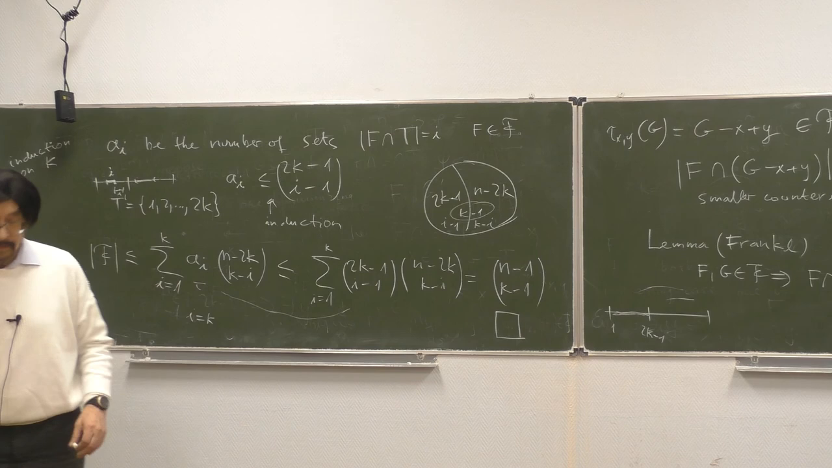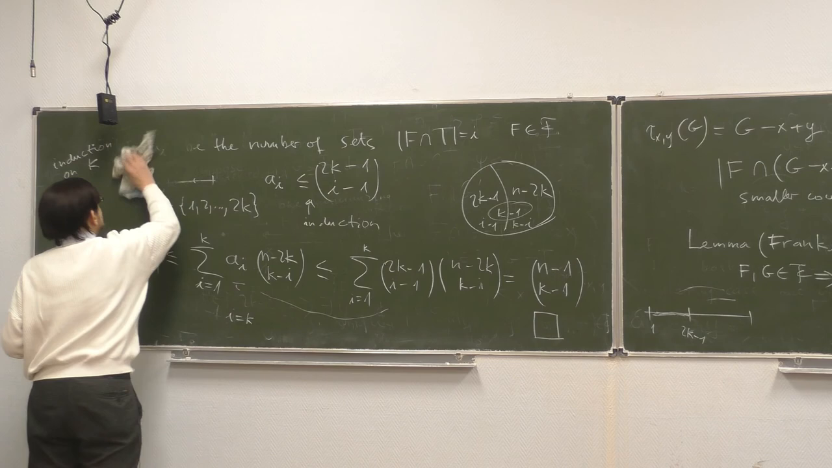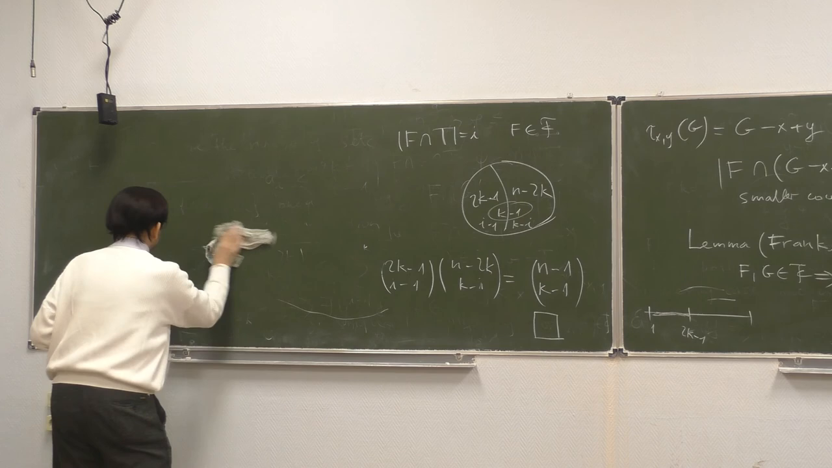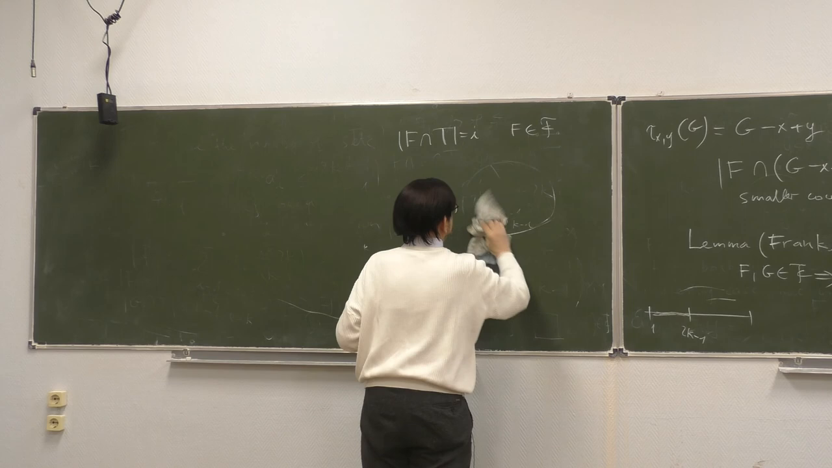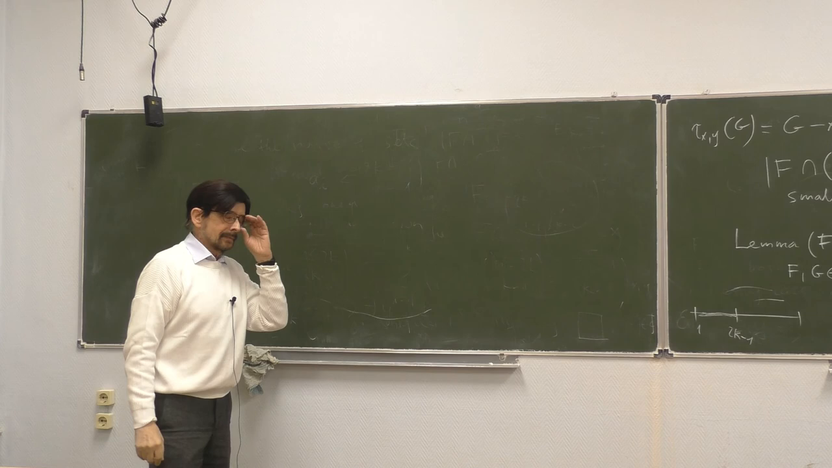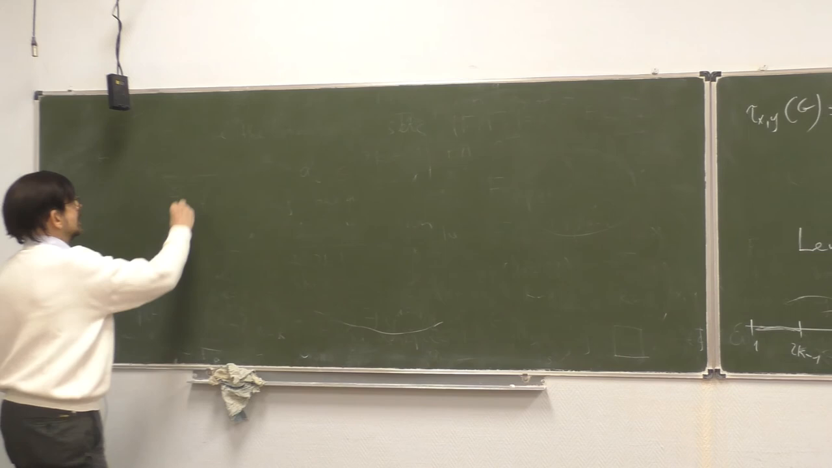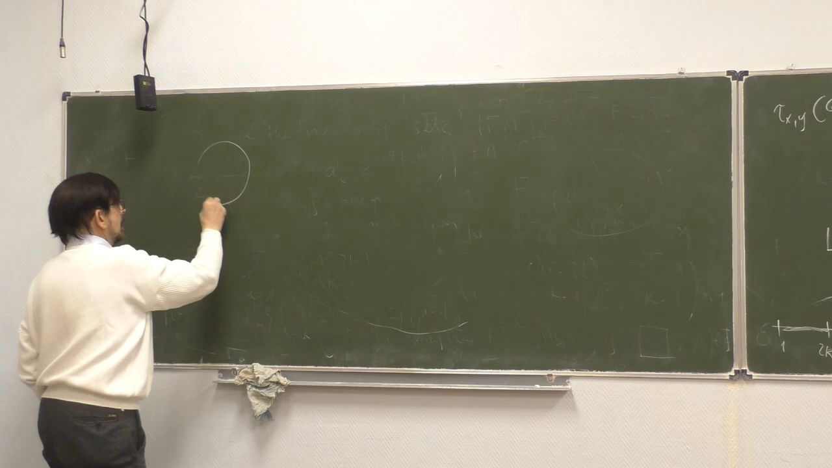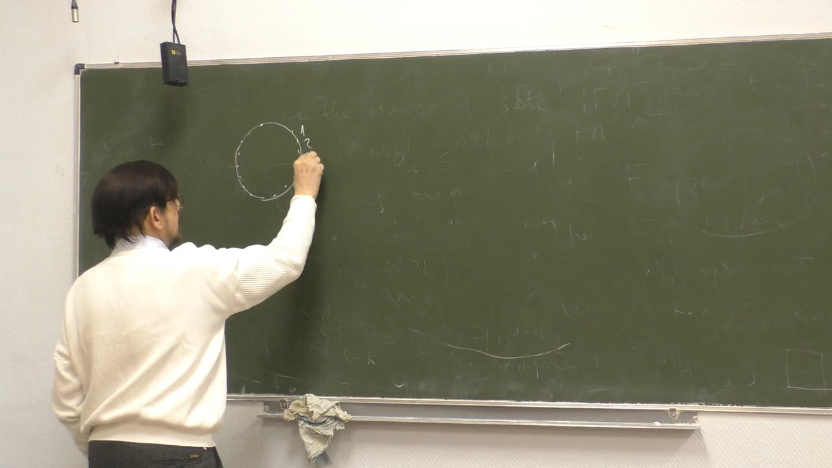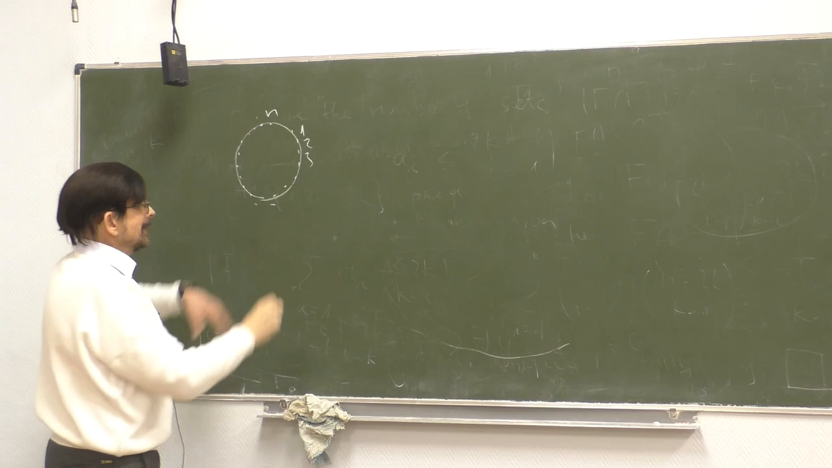So what can I do in 6 minutes? I start a new proof, a shorter one, but I will not finish. So, now order the elements, say 1, 2, 3, up to n. So usually this is a set, but now the set means around the table.